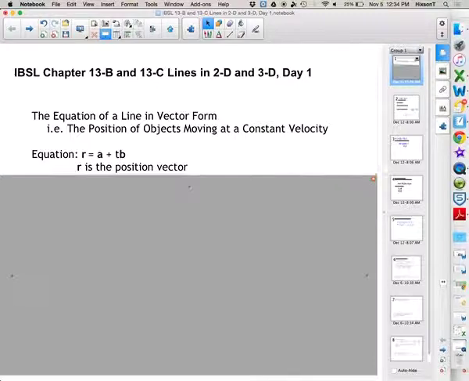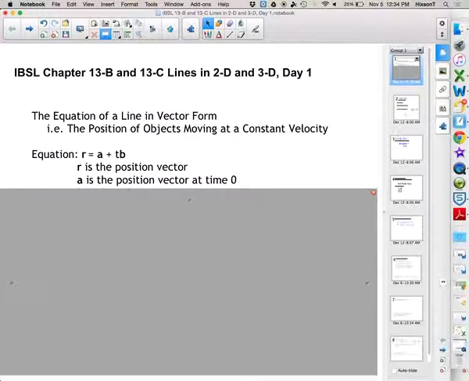So let's talk about what we're looking for here. R is a position vector. R is the position vector. What's our position at a given time? So R is our position vector. A is our position at time 0. It's a position vector.